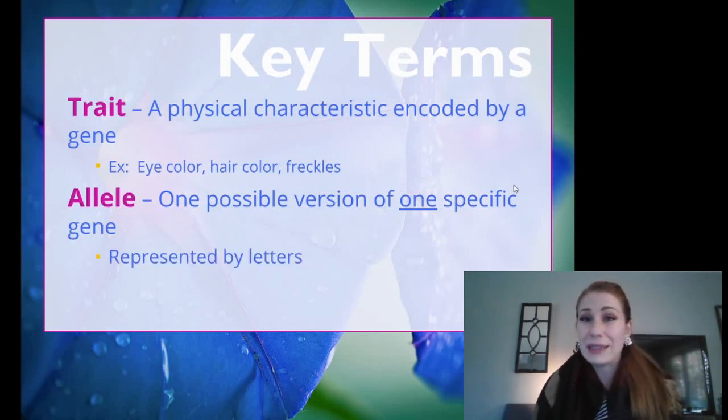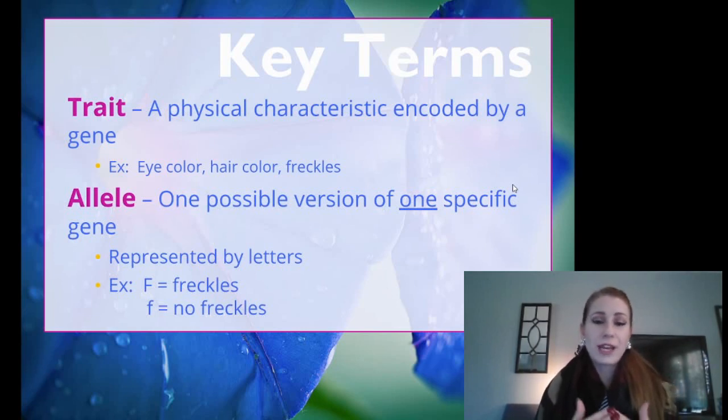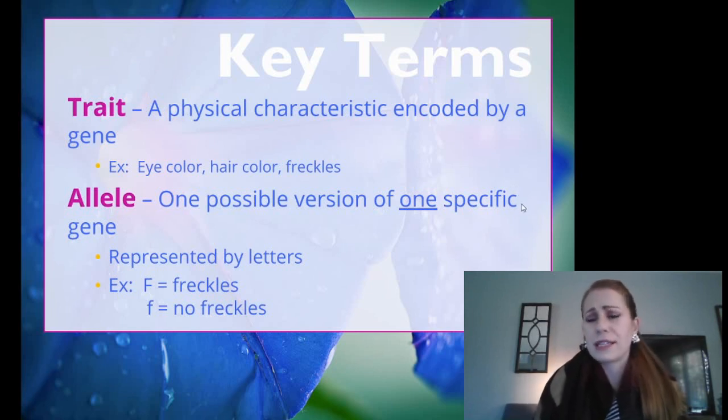And those are represented by letters. And usually you're going to have capital and lowercase letters, and I'll explain why later. But in this case, big F or capital F would be for freckles, and little f would be for no freckles. And we're going to use that example quite a bit today.